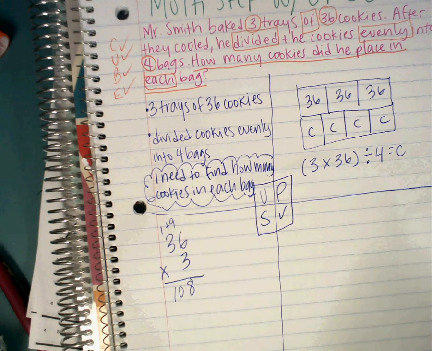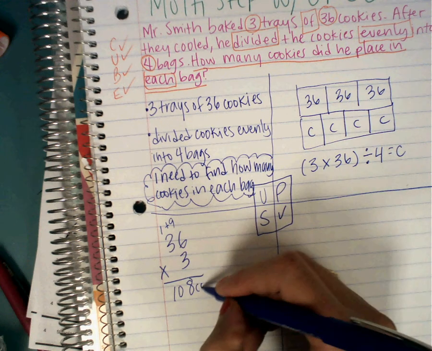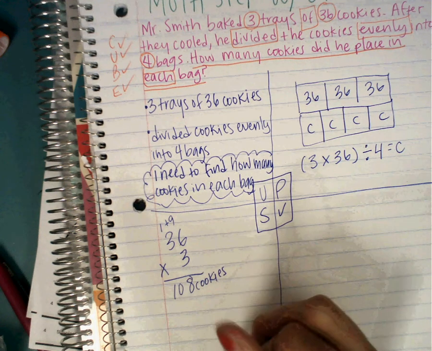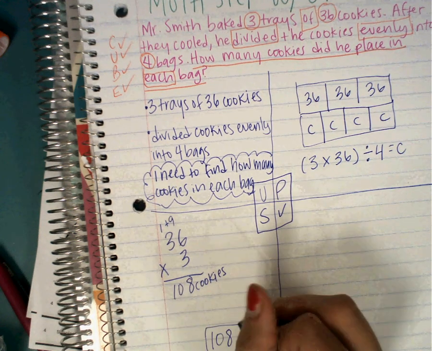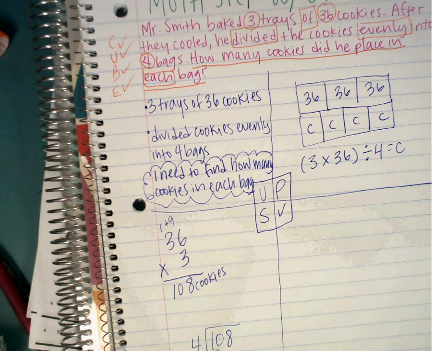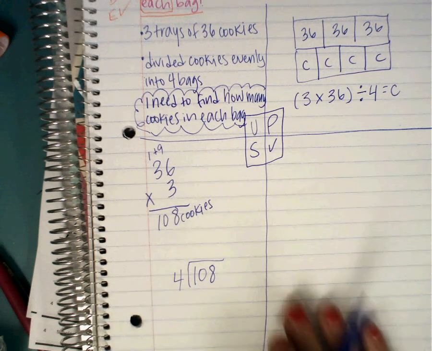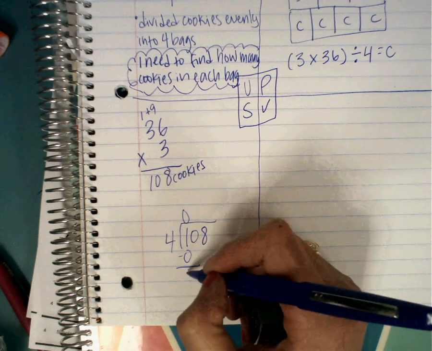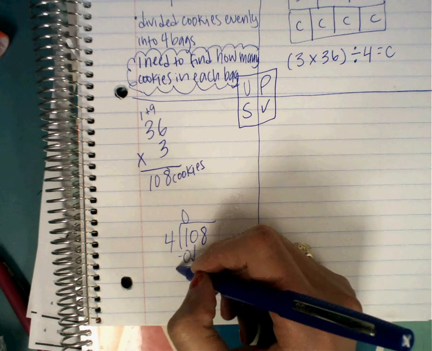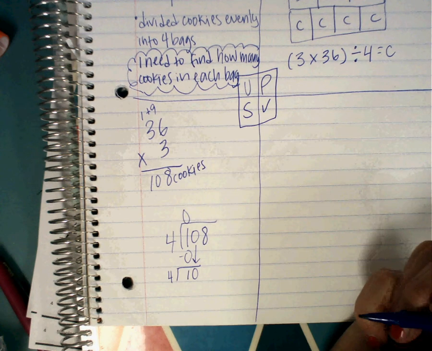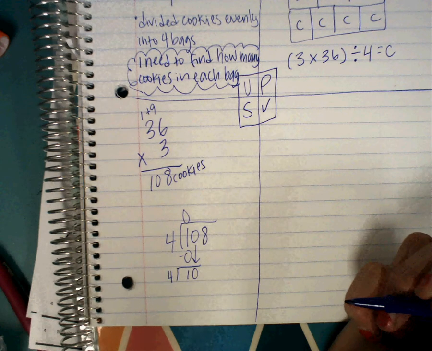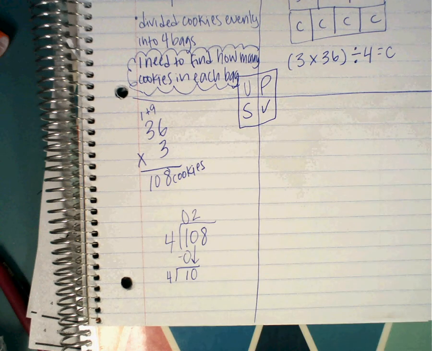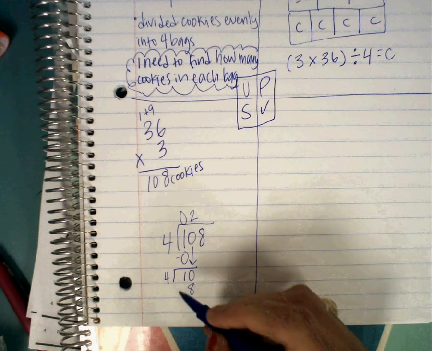Now I'm going to take that number of cookies, so this is 108 cookies, and I need to divide that into 4 bags. So let's do that. Let's do 108 divided by 4. How many groups of 4 can I get out of 1? Oops, sorry, let's scoot that up. 0. 4 times 0 is 0. 1 minus 0 is 1. Bring down the 0. How many groups of 4 can I get out of 10? Let's count. 4, 8, 12. Uh-oh, 12 goes over 10. So I can get 2 groups of 4. 4 times 2 is 8. 10 minus 8 is 2.